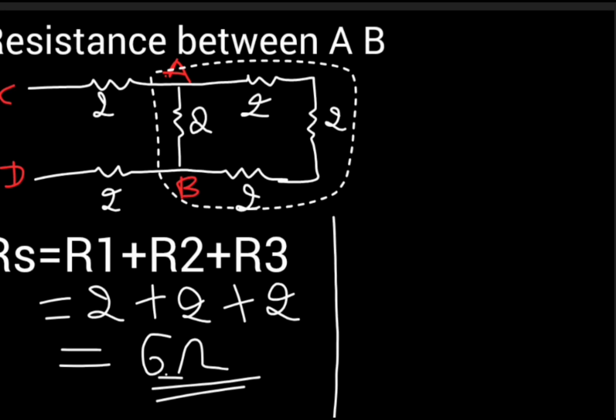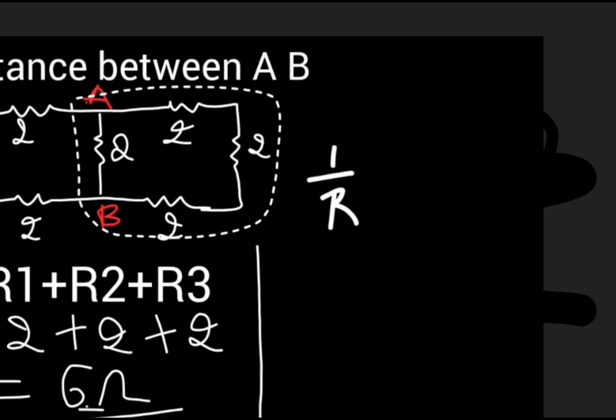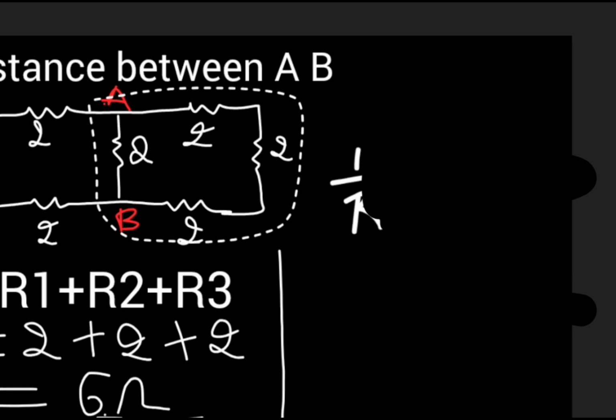Now you see between A and B, one more resistor is connected. That is a 2 ohm resistor. So how much did we get after solving the series combination? We got 6 ohm. This 6 ohm is in parallel with the 2 ohm resistor. This 6 ohm resistor is connected in parallel with another 2 ohm resistor. Both resistors are connected between the same two points, that is A and B.